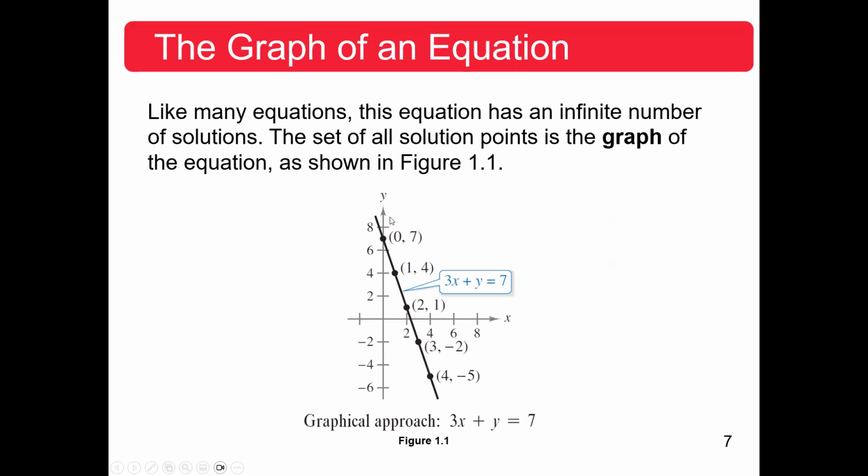And this will be a linear graph, or straight line graph, because the highest exponent of the equation is 1. Now, if the exponent is 2, then it will be a parabola, and we will discuss that in quadratic equations. So here, with 0 and 7, we get a point. 1 and 4 give us the next point. 2 and 1: when x is 2, y is 1. And 3 and negative 2: when x is 3, y is negative 2. 4 and negative 5: when x is 4, y is negative 5. Then we draw a straight line. So that will give us the graph for 3x plus y equals 7.